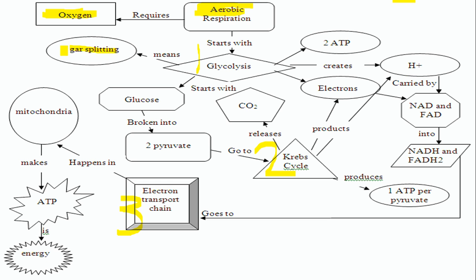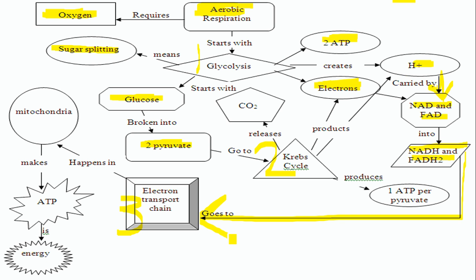Glycolysis literally means sugar splitting. This is where the glucose is broken down into 2 pyruvate molecules. When that happens, 2 ATP are released. That creates hydrogen ions and electrons. Both the hydrogen ions and the electrons are carried by these molecules, NAD and FAD. When they pick up the electrons, they turn into NADH and FADH2. These bypass the second step and go straight to the electron transport chain.